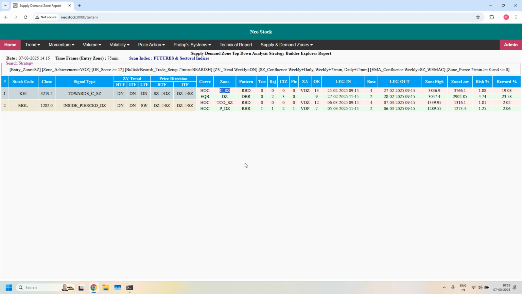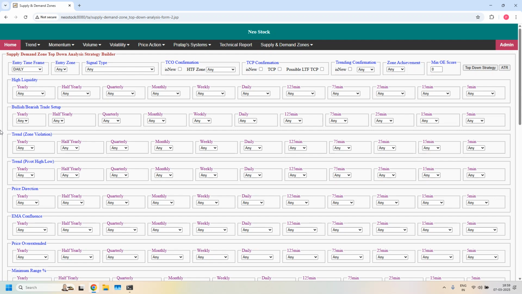Okay, the next income trade is daily income trade. For daily income trade, bullish trade setup, entry time frame is 15 minutes. Entry zone is demand zone. In bullish or bearish trade setup at entry time frame 15 minutes, I am selecting bullish. And we should apply 3 filters on 15 minutes demand zone.